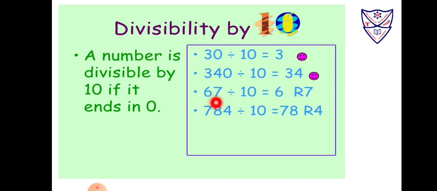67 is divisible by 10 or not? No. Why no? Because the units place 0 is not there. So here 67 is not divisible by 10. 784 is divisible by 10 or not? No, it is not divisible by 10 because the units place is not 0.